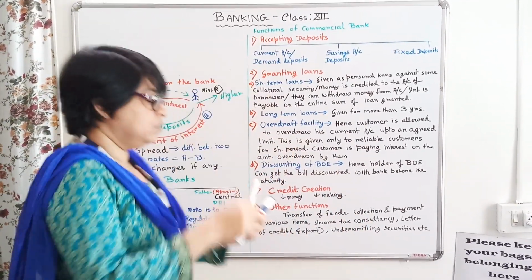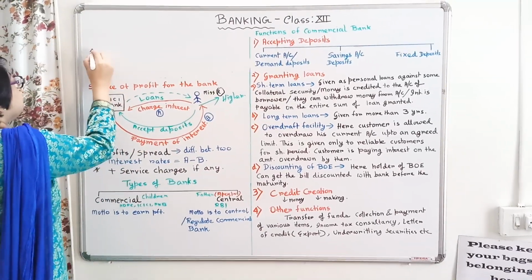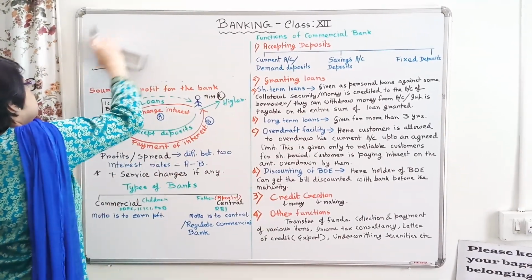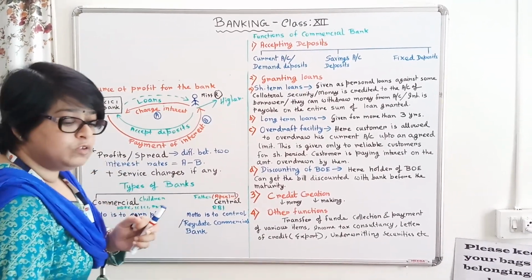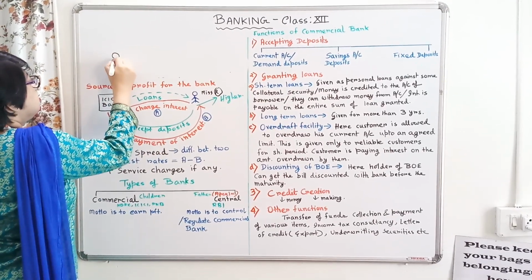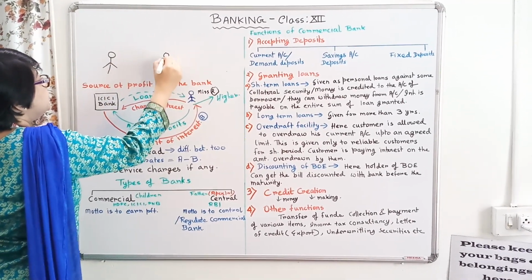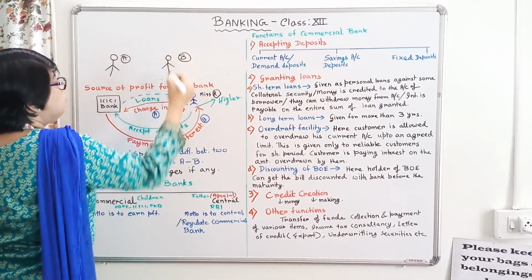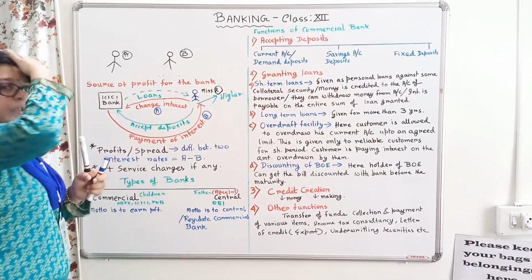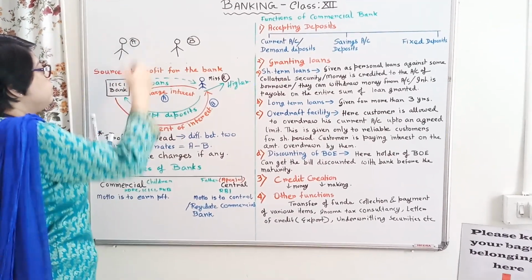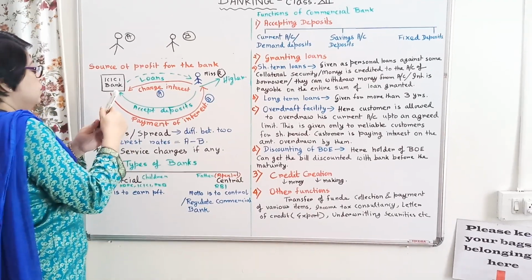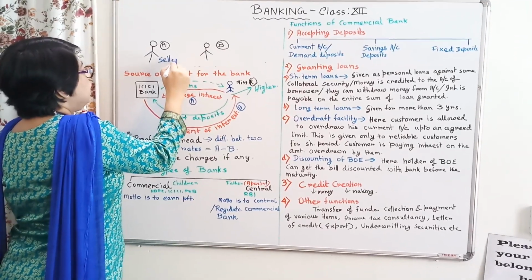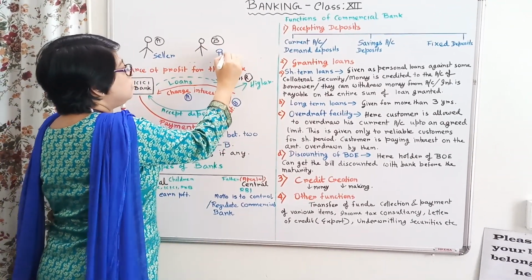Here, suppose this is the bank. No, this cannot be the bank. Suppose there are two persons. This is person A and this is person B. I know that I'm not so good at drawing, but please excuse me. I need to explain to you, so that's why I am drawing it out. So here, suppose Mr. A is the seller of the goods, and at the same time, Mr. B is the purchaser.